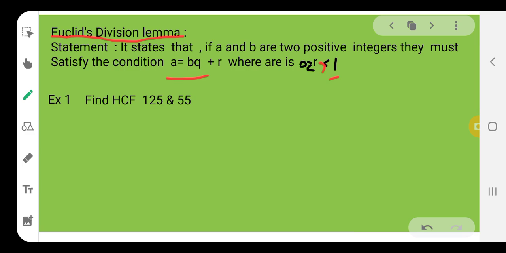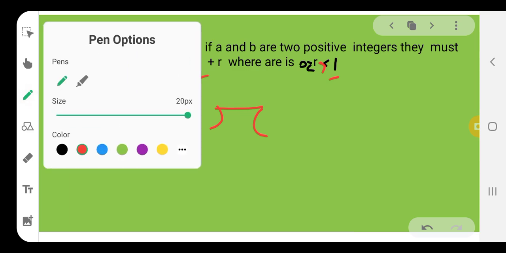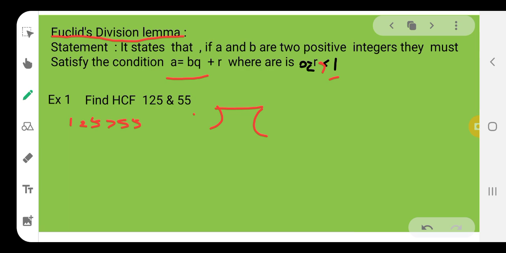Now, for example, we will find the HCF of 125 and 55. I will show you the method. It is put in this form. Here 125 is greater than 55. I will change the color here and take black. Now 125 we will take as the dividend, and the divisor we will take as 55.